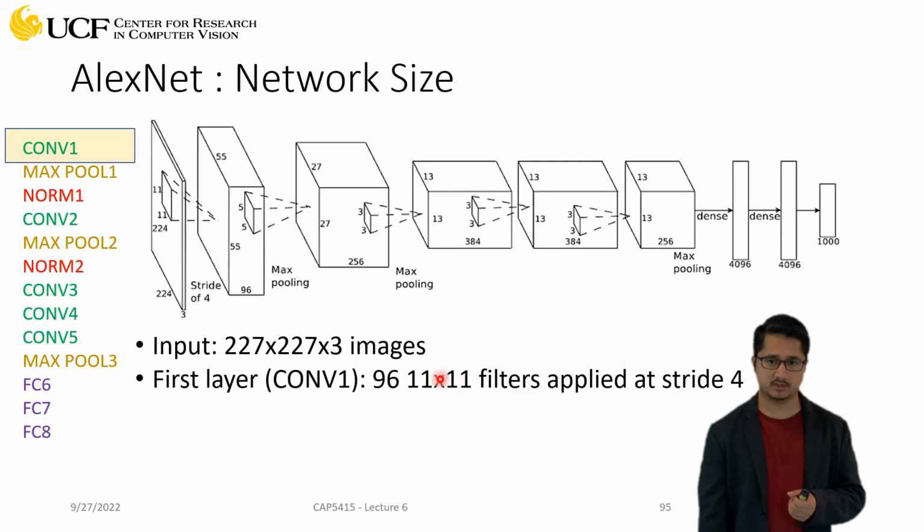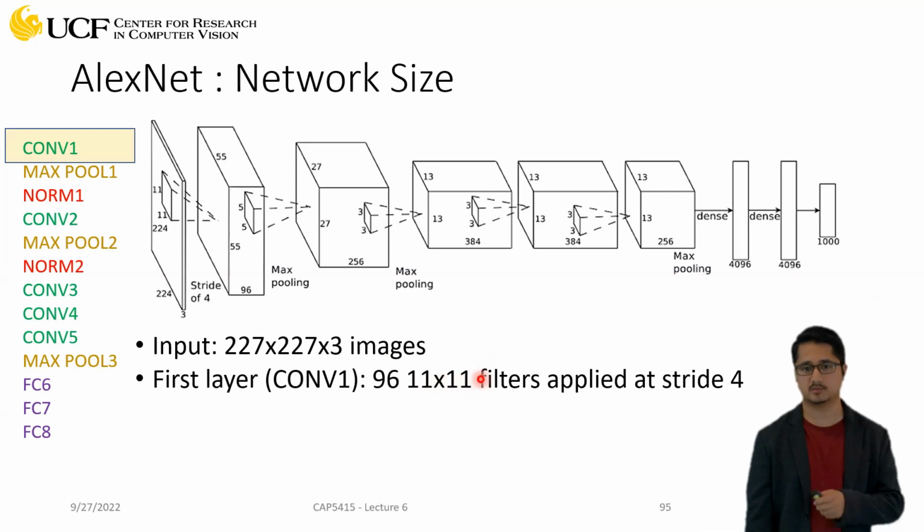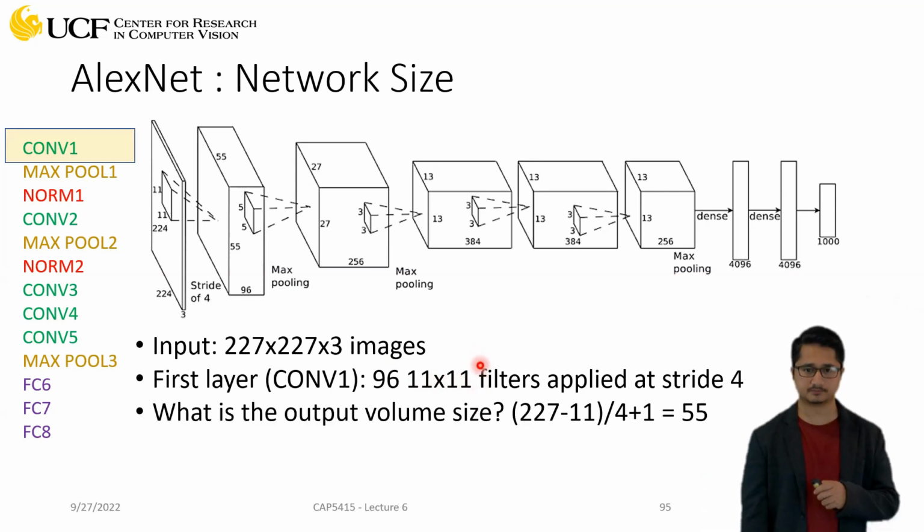The other point to note here is it's just saying it's an 11 cross 11 filter, but as you know, your filters are 3-dimensional. So the third dimension here will be 3, which is not stated here, but in fact the filters will be 11 cross 11 cross 3. Okay, the third part is implicit.